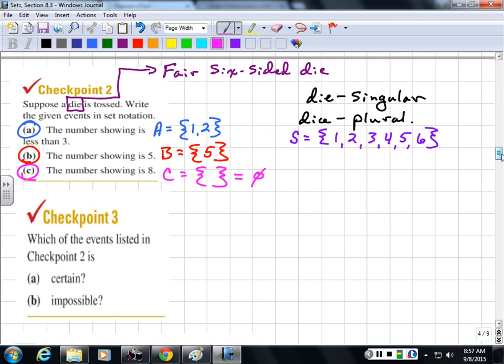Nothing is guaranteed. Okay? Nothing. But what about impossible? That would be event C. So none of them are certain, and event C is impossible, assuming that it is a fair six-sided die. Obviously, if it's an 8-sided die, it'll happen. Which is why I'm so keen on telling you the parameters of what we're doing.